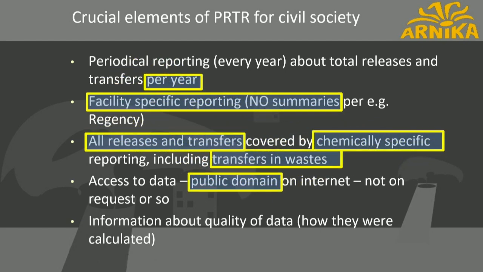We found out that from the point of view of civil society organizations, we see some crucial elements of PRTR for civil society. It has to be reported periodically every year. Then facilities should specifically report. There should be available specific reports by facility, not summaries per, for example, agency or region and so on. All releases and transfers should be chemically specific reported, including transfers in wastes.